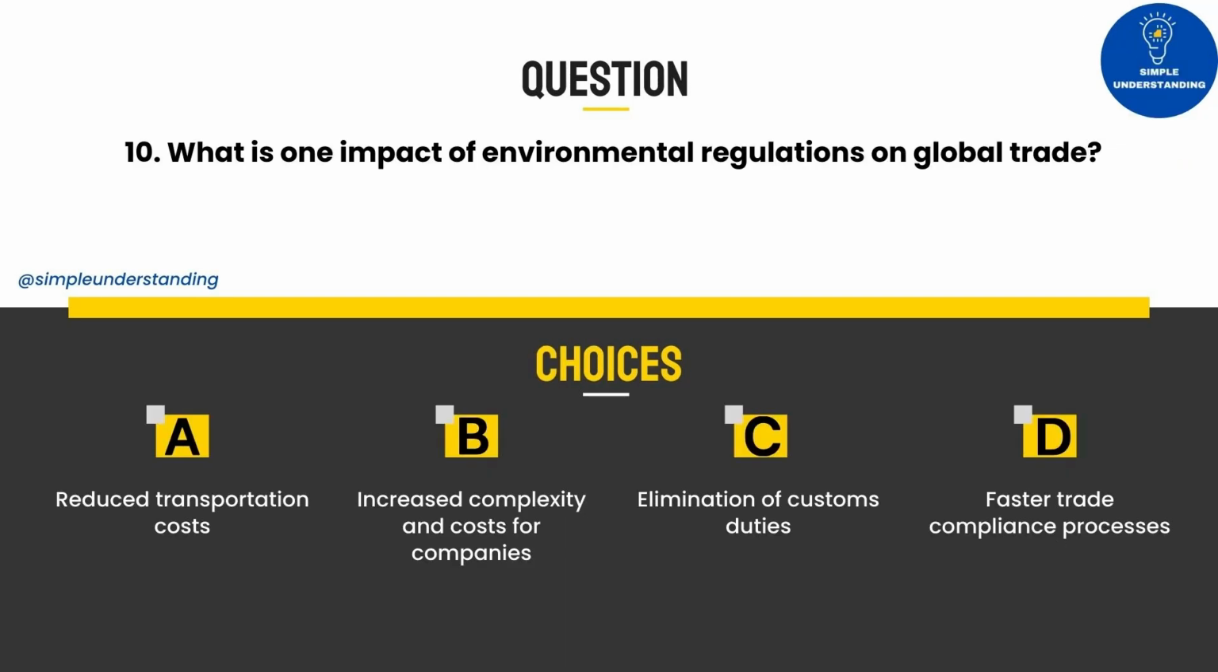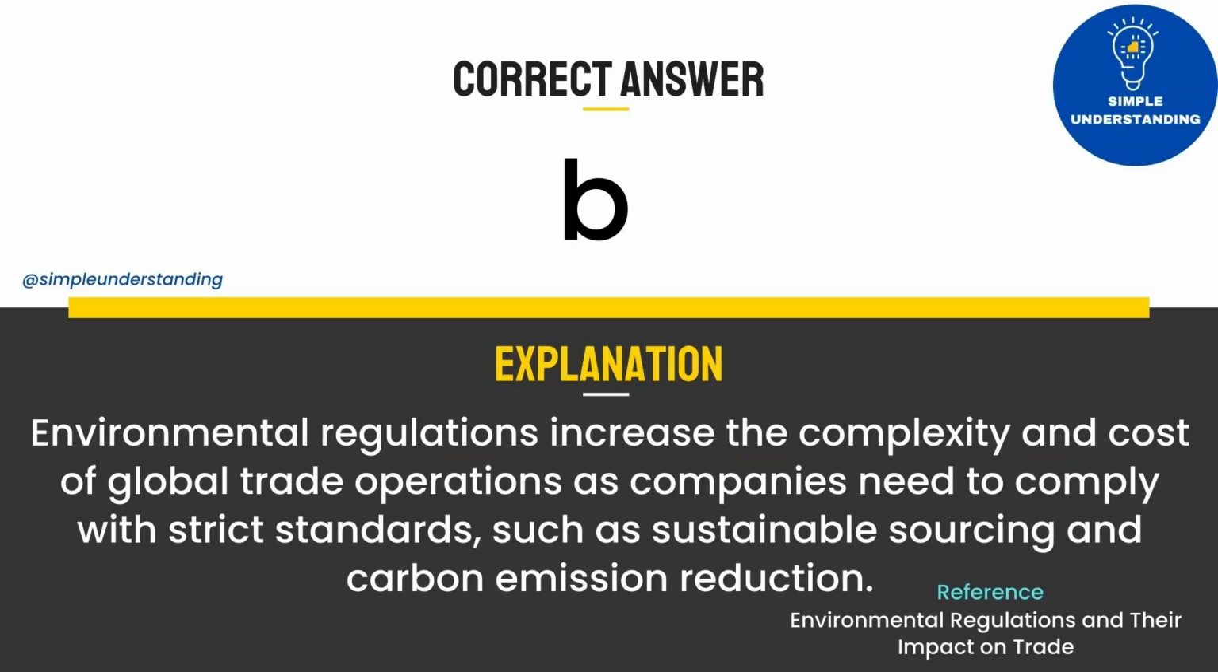10. What is one impact of environmental regulations on global trade? A. Reduce transportation costs. B. Increase complexity and costs for companies. C. Elimination of customs duties. D. Faster trade compliance processes. Answer B. Overall explanation. Environmental regulations increase the complexity and cost of global trade operations as companies need to comply with strict standards, such as sustainable sourcing and carbon emission reduction.